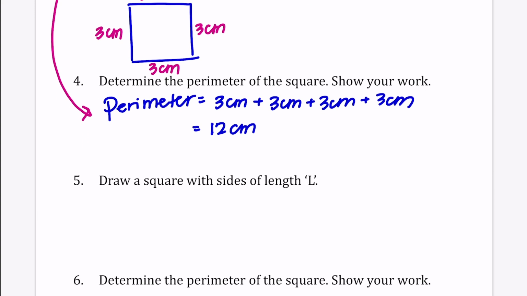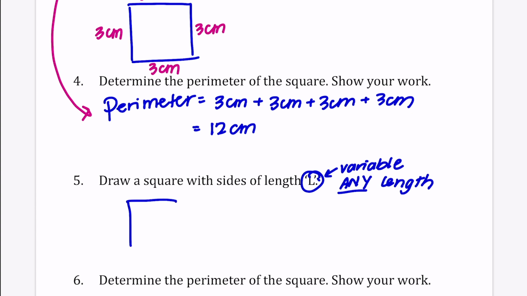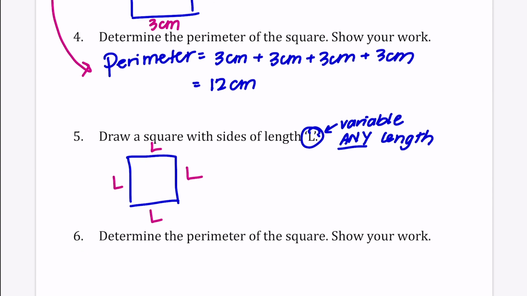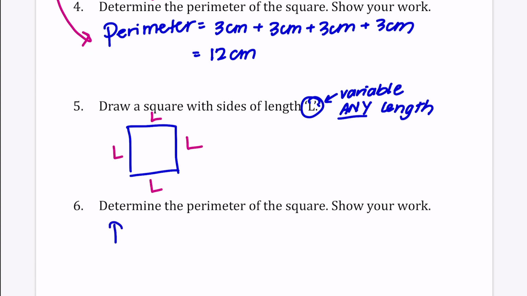Next, we're going to draw a square with side length of L. L is a variable. This means that we want to draw a square for any value, any number, any length. We don't know what that length is, so we're just going to call it L. Each side I'm going to label L. I don't know how many centimeters it is, it's just L centimeters. And the perimeter for the square, like how we did it for the other two squares, is just going to be L plus L plus L plus L.